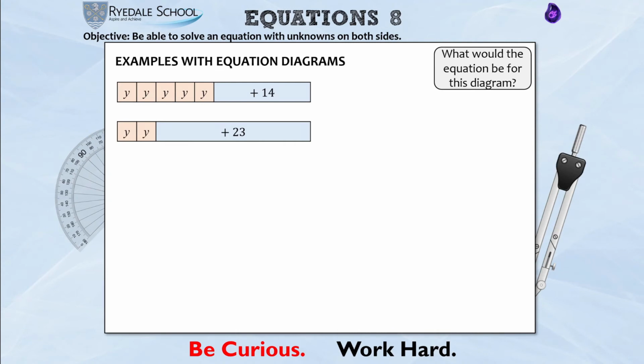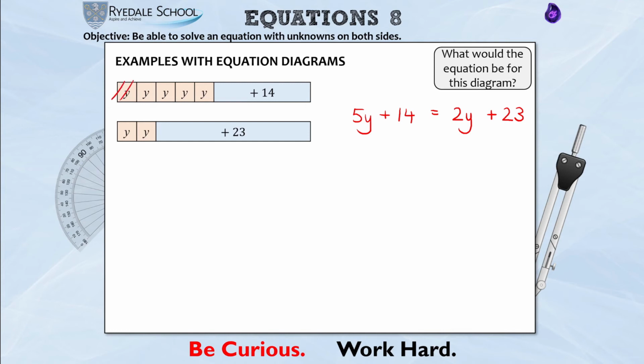Let's look at a second example with an equation diagram. But this time, I haven't said what the equation is. Can you work it out? Well, let's have a look. I have 5y's and 14. And I am saying that is the same as 2y's and 23. So my equation is 5y plus 14 equals 2y plus 23.